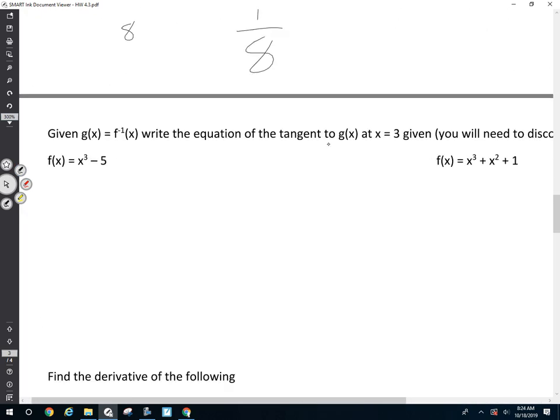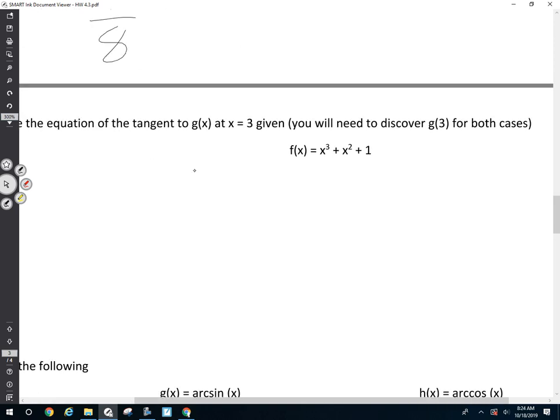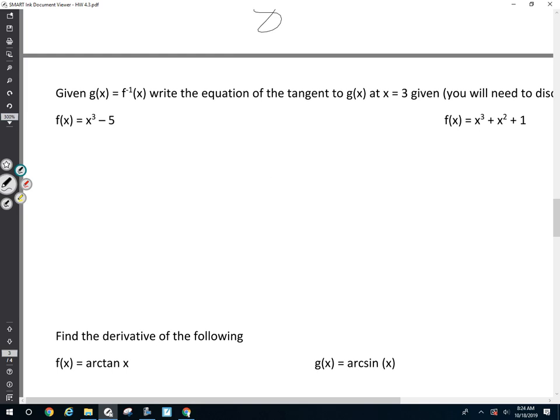Write an equation of the tangent to g at x equals 3. You'll need to discover g of 3 for both cases. Okay, so this is great. We do not have information about f that'll give us the easy point on g. So we want to find g of 3. And my end goal will be that y minus y1 equals m times x minus x1. What goes here will be my y coordinate on g. We're doing the tangent to g, so I need g of 3. And the tangent slope to g at 3 will go here. 3 is going here. Okay.